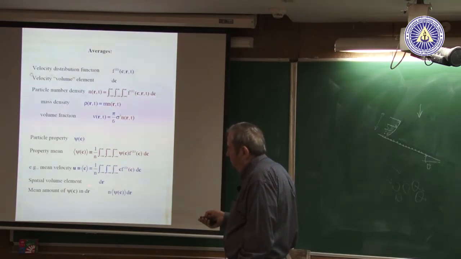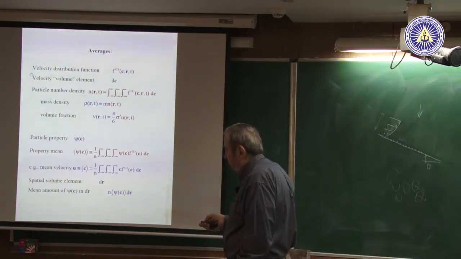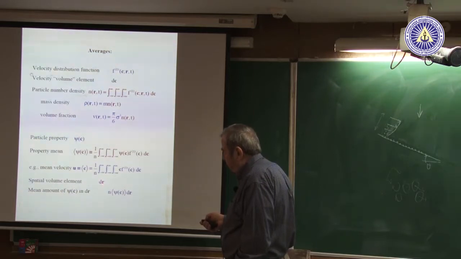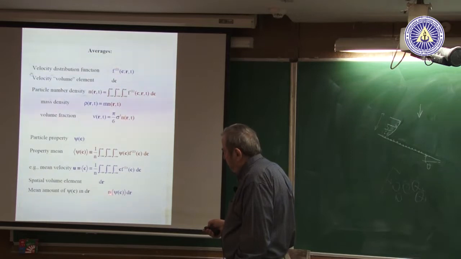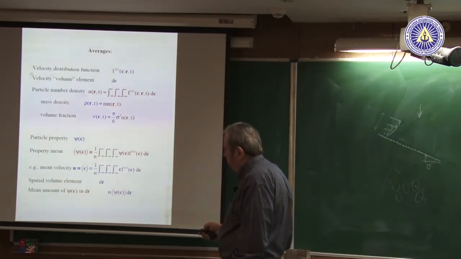There are many particle properties that we could apply this to, and one is certainly going to be the energy. And then let's see, in a spatial volume element, the total amount, the average amount of a particle property is the number of particles in that volume times the volume element itself, this is a vector volume element, times the average of that particle property.